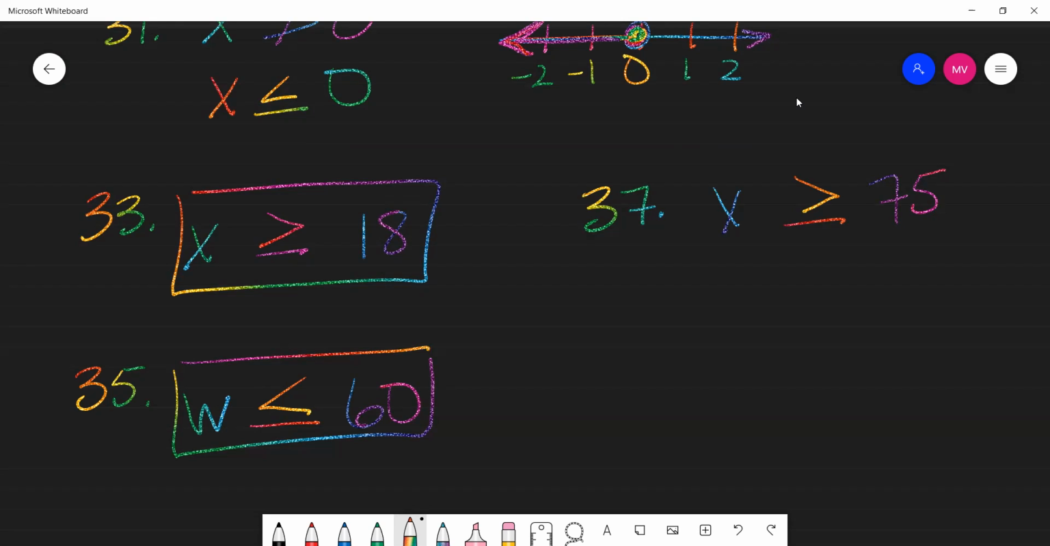All right, and then we're not doing 39. We're actually only doing 30 through 37. So that's actually it. We are done. So that is section 4.1.